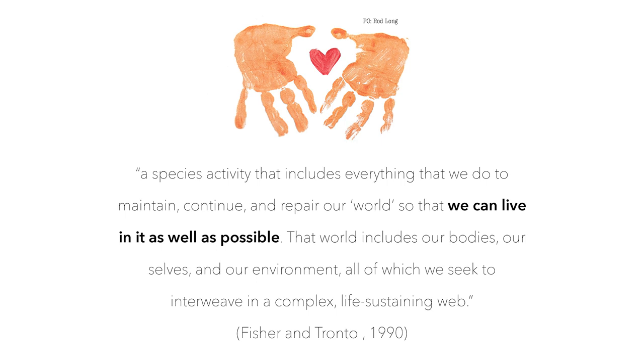Fisher and Tronto define care in these terms: it is a species activity that includes everything that we do to maintain, continue, and repair our world so that we can live in it as well as possible. That world includes our bodies, ourselves, and our environment, all of which we seek to interweave in a complex life-sustaining web. And I'll talk today about care at the planetary level, so not only looking at our immediate surroundings, but also thinking about the collective and the planet as a whole.